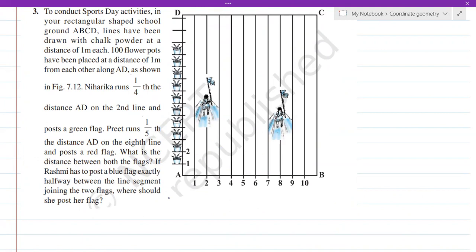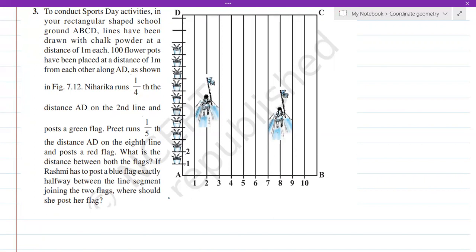100 flower pots have been placed at a distance of 1 meter from each other. That is, from this pot to this pot, we have got a distance of 1 meter. So you can see the markings 1, 2. This is at the second meter, this is at the third meter, fourth meter, fifth meter. It's like that. Now, as shown in the figure, Niharika runs 1/4 of the distance AD.